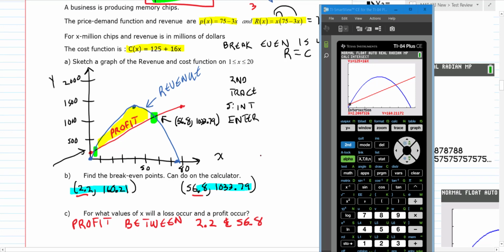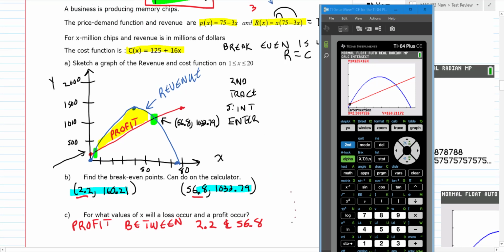And X in this problem is memory chips. So I'm just going to say memory chips. The loss occurs here. So the loss is going to occur in all of the other places right there. So the loss ends up happening here. So you have loss when X is less than 2.2 and when X is larger than 56.8.